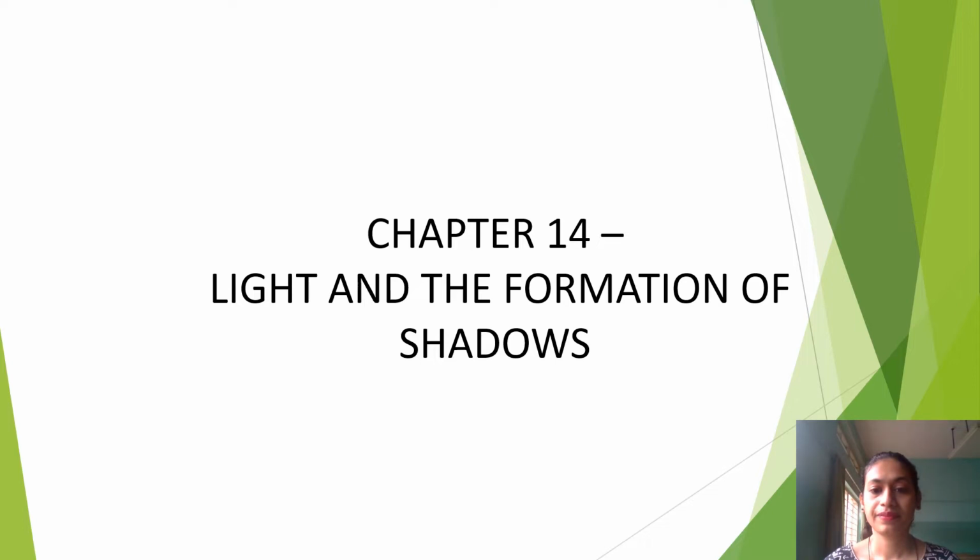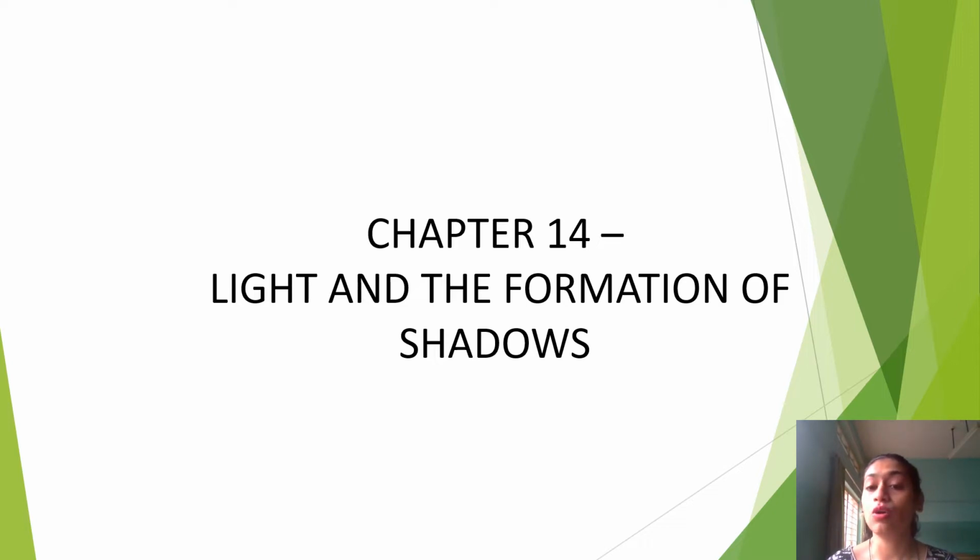Hello students, today we will be learning chapter number 14, that is light and formation of shadow. When light reaches an object, it can travel through the object if the object is transparent. A shadow is produced when the light hits an opaque object, which prevents a light beam from passing through.